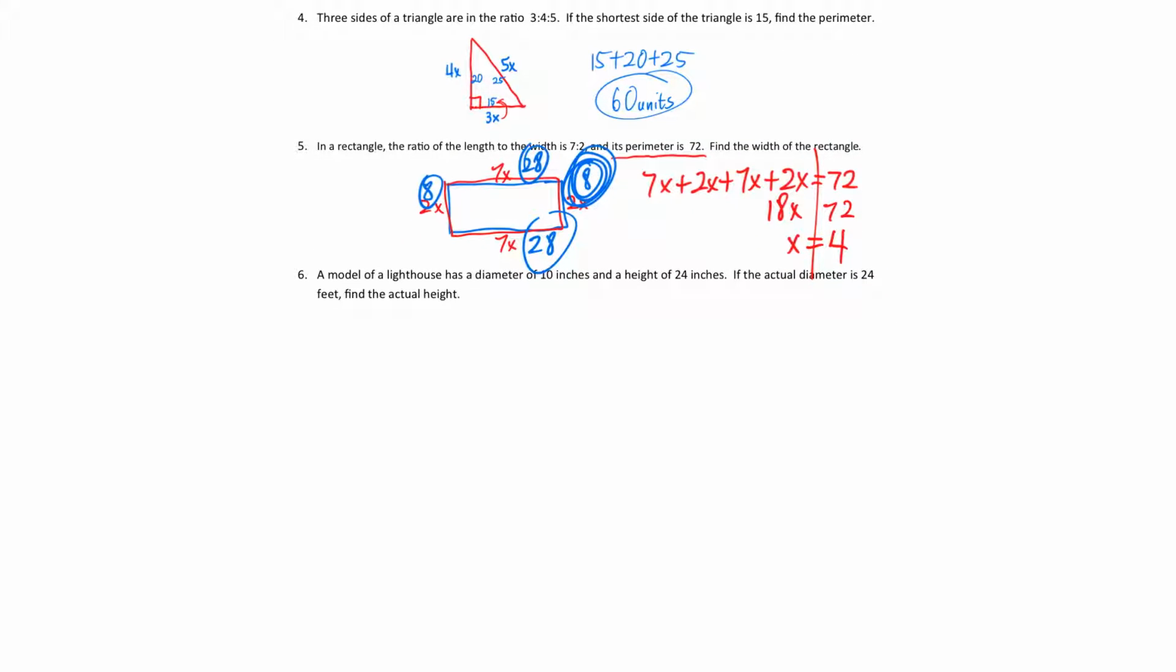Okay. Model of a lighthouse is, I'm just going to draw this as a cylinder. I don't know what else to do. So we have the diameter is 10 inches. The height is 24. And then on the actual one, it's 24 wide. And we want to know how tall it is.